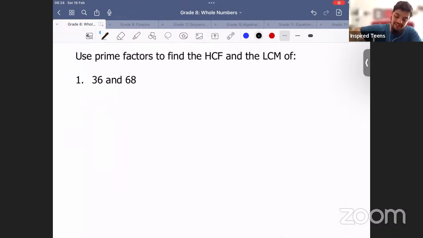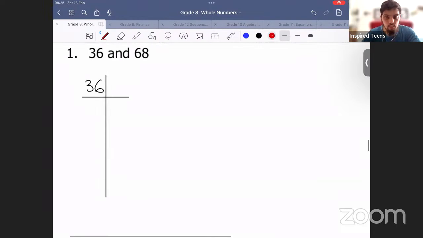So let's do it for 36 and 68. So prime factorization of each number is what they want. So I'm going to write 36 as a product of its prime factors. So 36, which prime factor can I divide it by? I can try 2 because it's an even number. When I divide 36 by 2, I get 18. I need to divide 18 by a prime number. I can choose 2 again. When I divide 18 by 2, I get 9. 9, I need to divide by a prime number, and that would be 3.